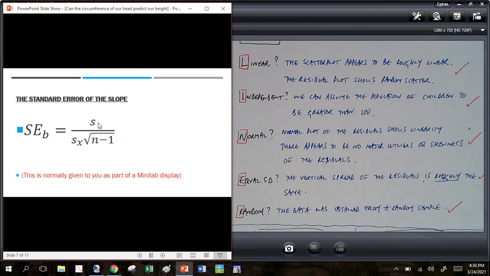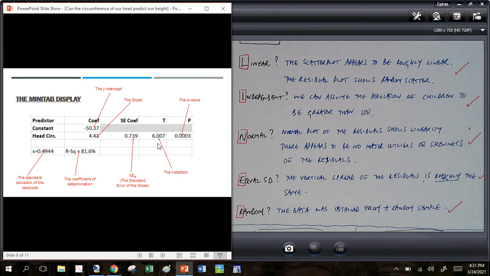So S right there, that's the standard deviation of the residuals. Sx is the standard deviation of all the x values, which in this case would be our head circumference, and n is going to be the sample size. Now, it's normally given to you. I was looking at all the free response questions that have been given over the years, and almost all of them give you the information as part of a Minitab display. So this is what it looks like. And you've seen this before when we did chapter 3 on linear regression. So they'll give you this chart here.